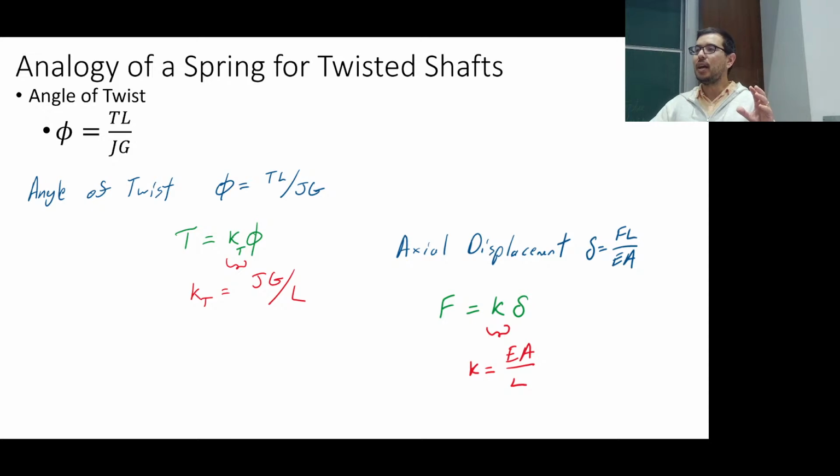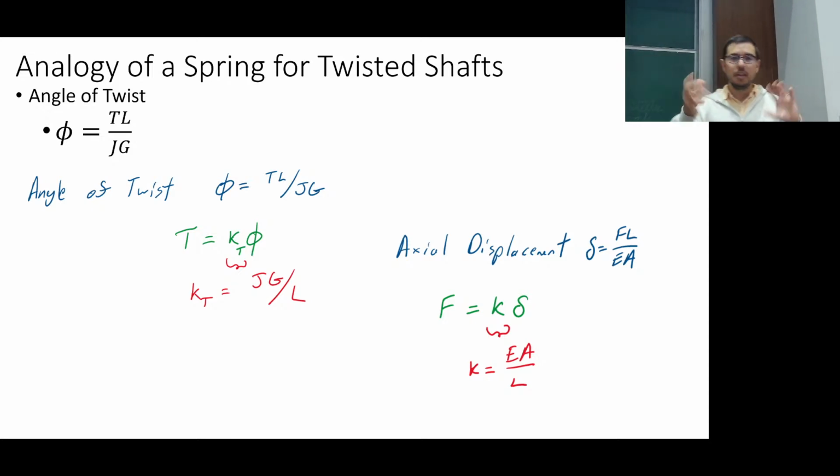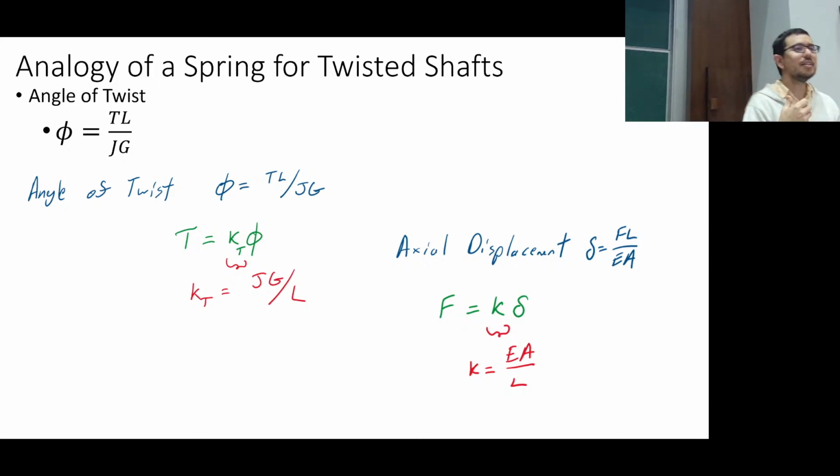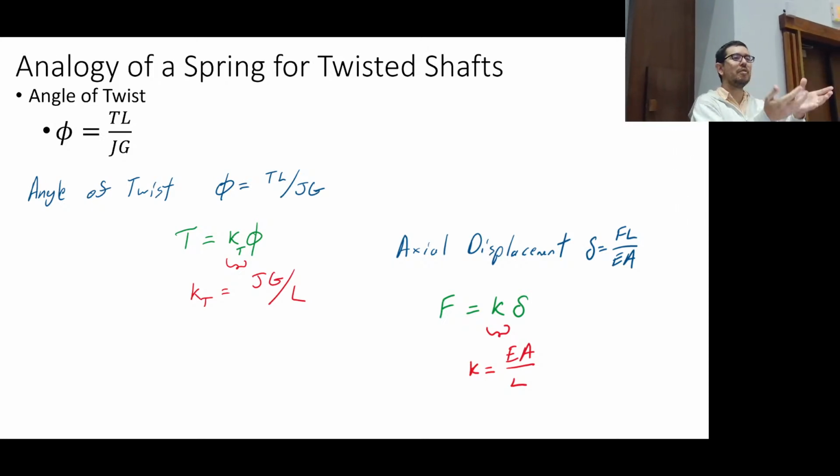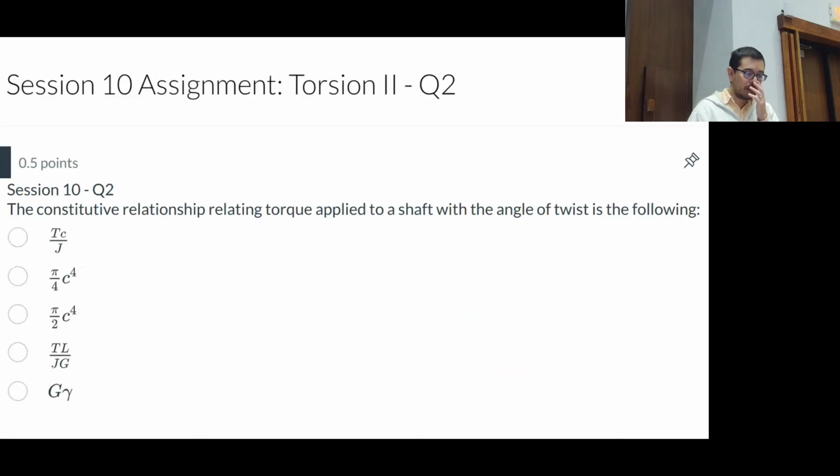The problem is that, at least for me, I think that twisting is harder to grasp. I mean, why do we teach force equilibrium in physics before we teach equilibrium with the moments? It's because it's a little harder to get your grasp on, to understand. Okay, so the constituent relationship relating torque applied to a shaft with the angle of twist is the following.